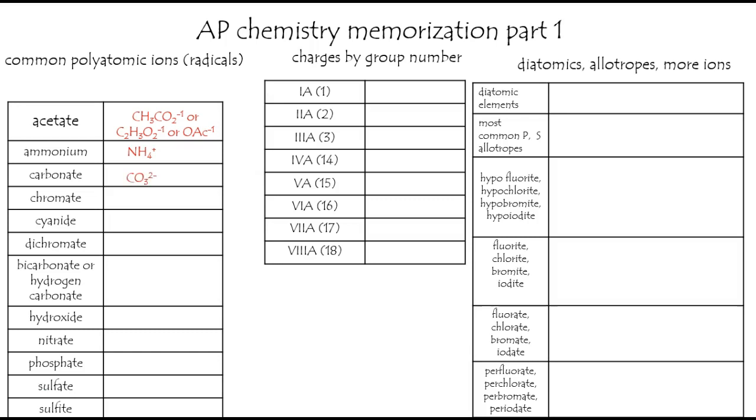Chromate. CrO3 2 minus. No, CrO4, see? I need a little work on it myself. CrO4 2 minus. Cyanide, CN minus, very toxic. Dichromate, Cr2O7 2 minus. Either a bicarbonate or also known as a hydrogen carbonate, like as in baking soda. That's HCO3 minus.